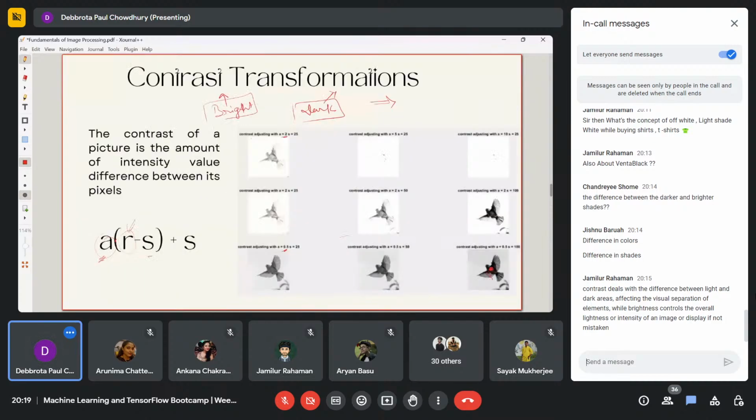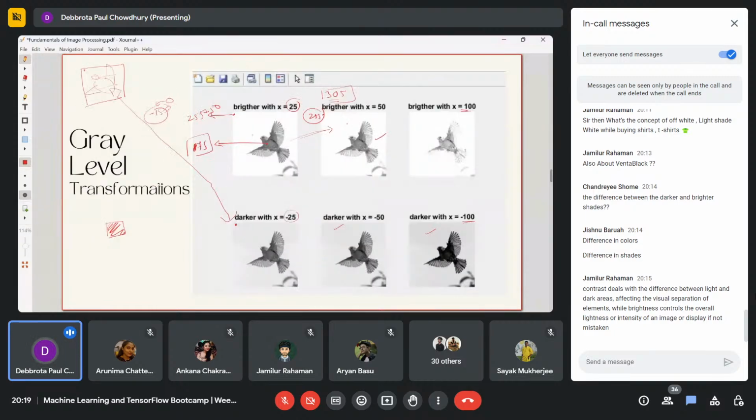Okay, so these are some examples of grayscale transformation: brightness, contrast, darkness. Because we are using the same concept on each and every pixel, whatever formula we are applying, we are applying it to each and every pixel.